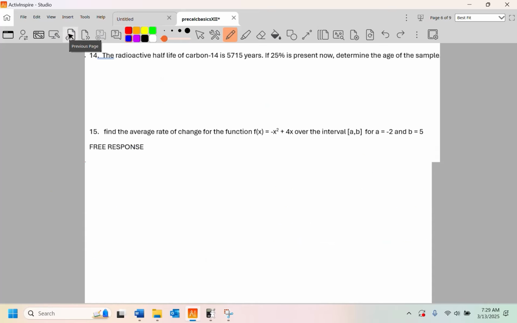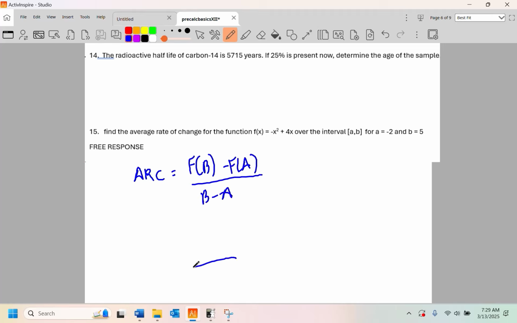The radioactive half-life, 15, find the average rate of change for this function. The formula for average rate of change is f of b minus f of a, sitting pretty over b minus a. So b minus a is going to be 5 minus a negative 2. I'm going to do that part real quick. That's 7. And now it's time to figure out the top.